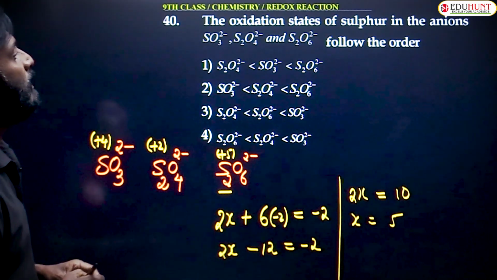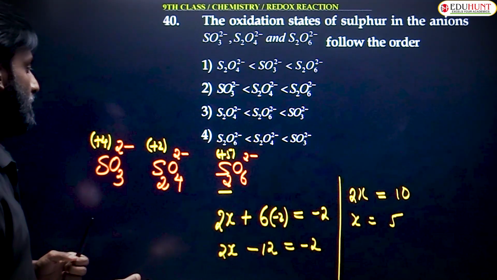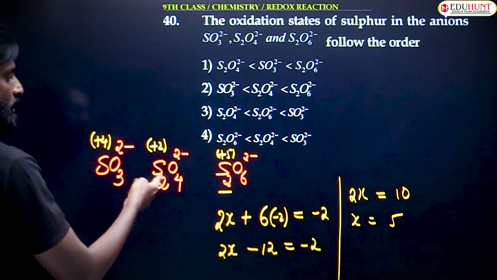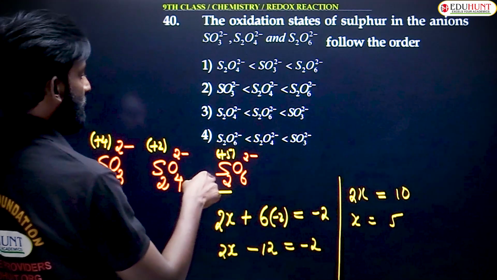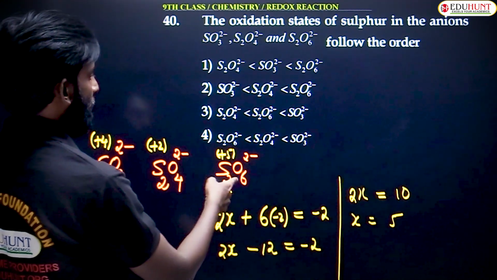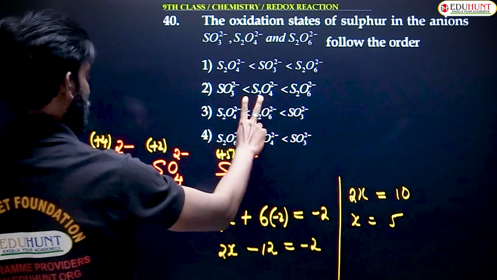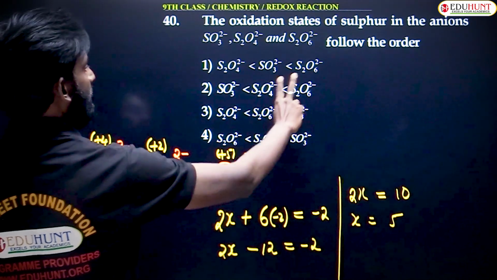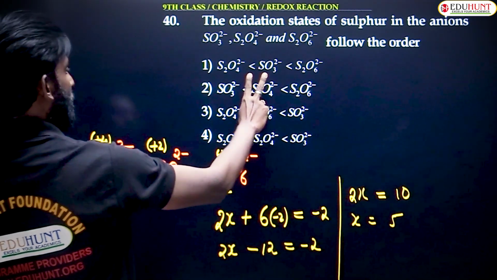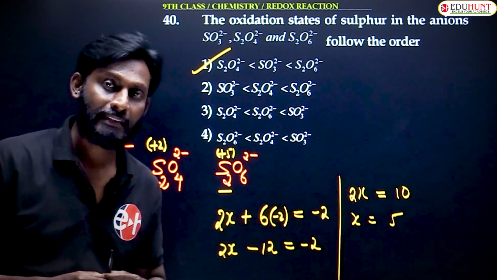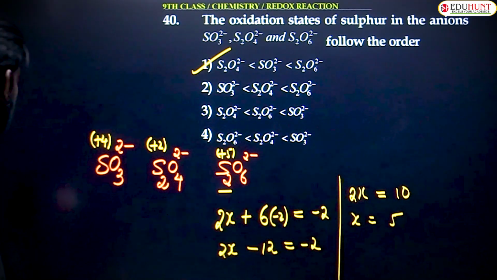So we've been asked to find out the correct order. The oxidation state of sulfur here is more than this one, so least this one. S2O6 2- is greater than S2O4. No, S2O6 2- is greater than SO3 2-, that is greater than. So the first option is correct. Okay, let's move towards the next question.